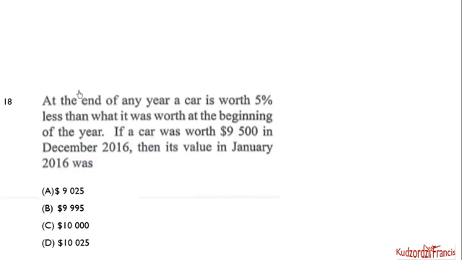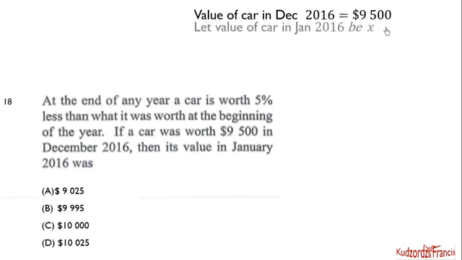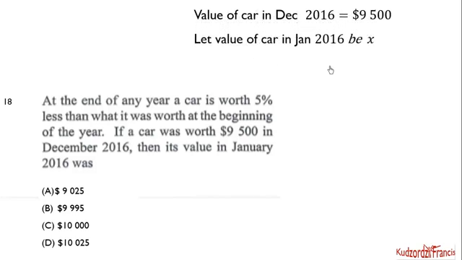At the end of any year, a car is worth 5% less than what it was worth at the beginning of the year. If a car was worth 9,500 in December 2016, then its value in January 2016 was. So this question too, we're familiar with it. It's very popular. So this is how we go about it. We know the value of the car in December 2016 is 9,500. Now we should let the value of the car in January 2016 be X.